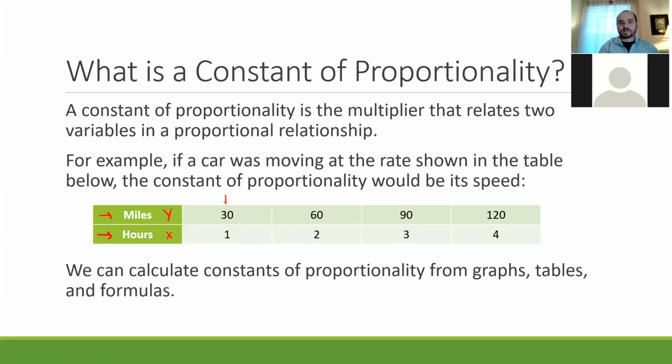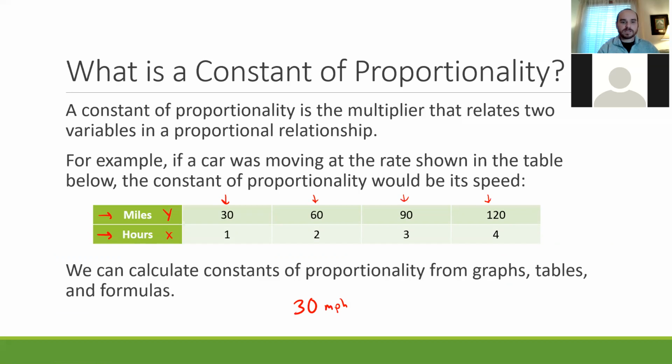I mean, it goes 30 miles in 1 hour, it goes 60 miles in 2 hours, it goes 90, and it goes 120. We'll talk more about how you do this in graphs specifically in just a little bit, but basically you can calculate a constant of proportionality from any of this. In this case, it would just be 30. So this car is going 30 miles per hour.